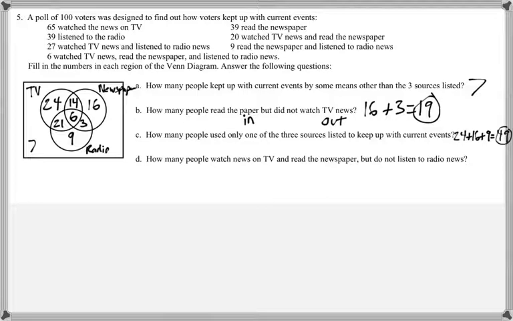And then finally, how many people watch news on TV and read the newspaper but do not listen to the radio? So because it has the word "and," this is the intersection between TV and newspaper, but it has to be outside of radio. So the intersection of TV and newspaper would be right here, but because it has to be outside of radio, it's just going to be the 14.